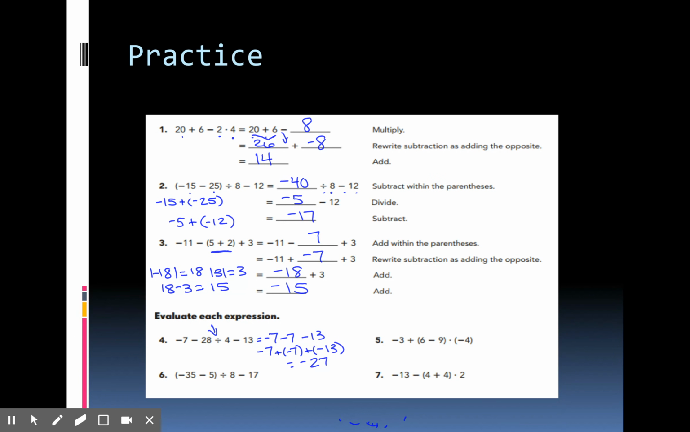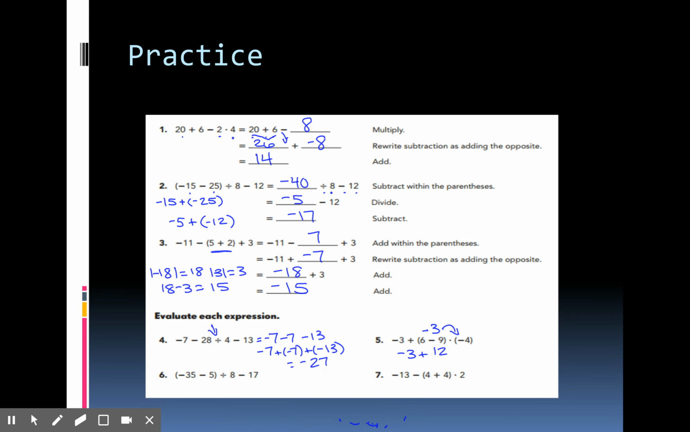All right, number 5, 6 minus 9. I'm going to do that first. That is a negative 3. I'm using a number line kind of in my head. I'm picturing it. Otherwise, you could do the absolute value method. So now I'm going to do this multiplication. Negative 3 times negative 4 is a positive 12. So I have negative 3 plus 12.